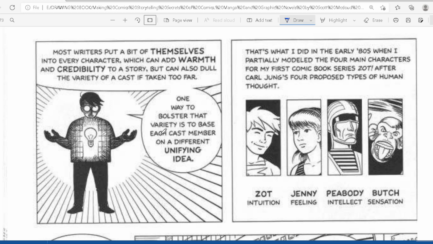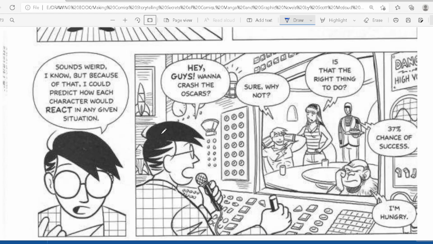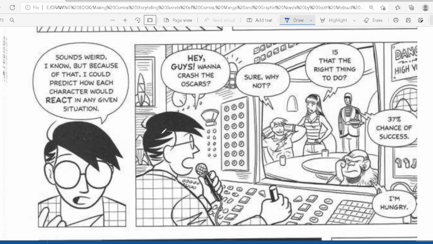unifying idea. That's what I did in the early days when I partially modeled the four main characters for my first comic book series, Chart, after Carl Jung's four proposed types of human thought: Jot, intuition; Jenny, feeling; Peabody, thinking; Butch, sensation. Sounds weird, I know, but because of that I could predict how each character would react in any given situation.